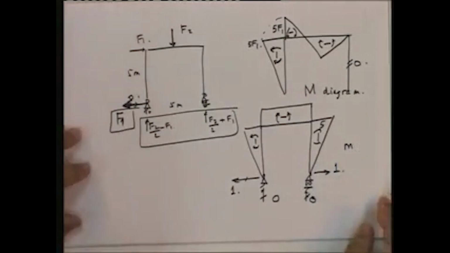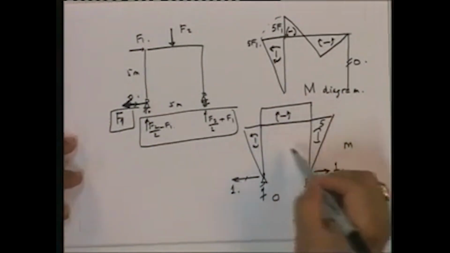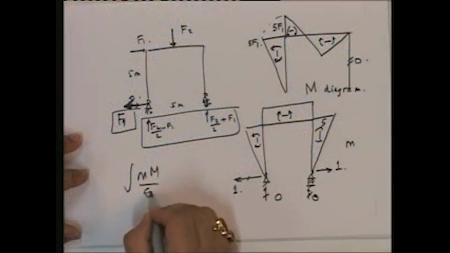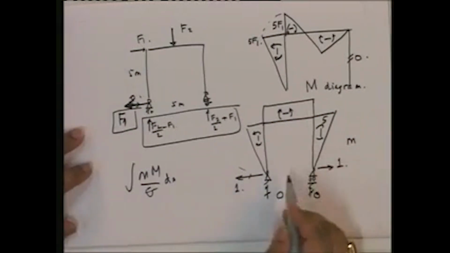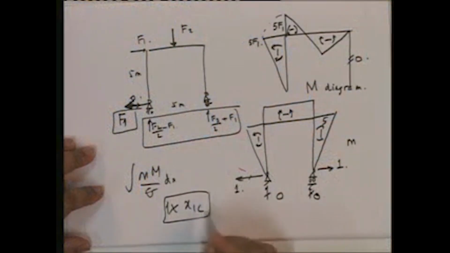That's your small m diagram, and then you follow the same procedure to compute the integral of m M upon EI dx for each member, add them up, and you have your total work done. The external work is going to be 1 into x1L. From that you can find out your x1L.